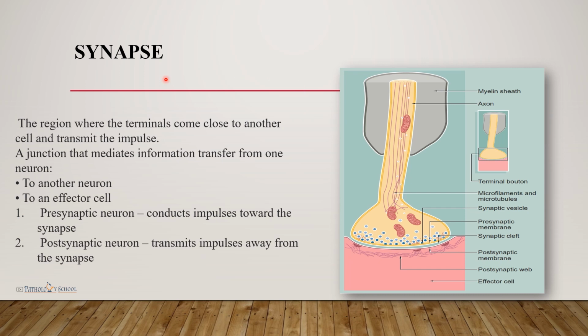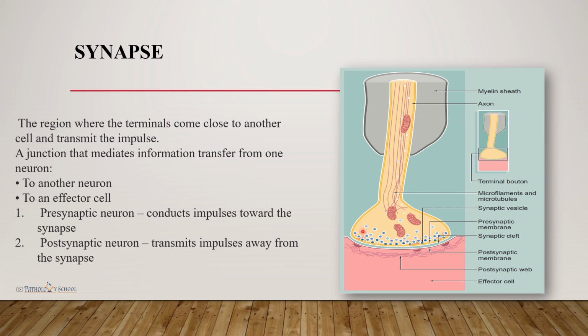Now we will discuss the synapse. The synapse is the region where the terminals come close to one another and transmit the impulse. It is a junction that mediates information transfer from one neuron to another and from one neuron to an effector cell. In this diagram, this is the axon covered by the myelin sheath.